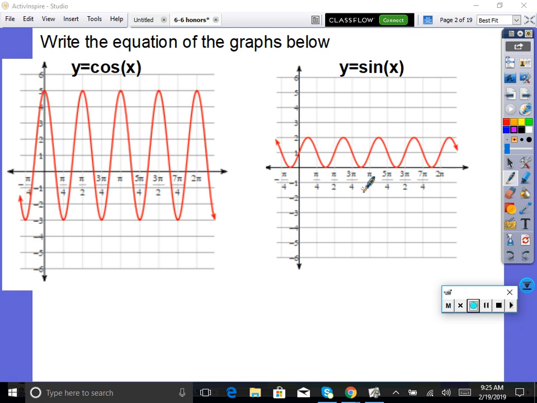So what I want you to do is in groups, write the equation to this. I'm telling you it's cosine. Write the equation to this. I'm telling you it's sine. Now isn't cosine cycle max, 0, min, 0, max? And then sine's is 0, max, 0, min, 0. Do you guys see why one would be cosine, one would be sine? Okay, try it. Go for it.